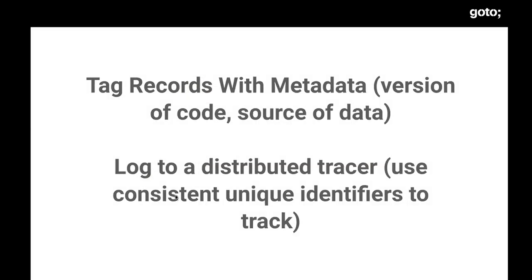So how do you actually build data lineage? A couple of things that you can do. You can tag records with metadata. For every step of the pipeline, you can tag your output with the version of the code that created that output and the source of the data that created that output. That will allow you to gradually trace back the whole pipeline to what code was run and what data was inputted. You can use a distributed tracer and use unique identifiers to track at every step how the data mutated, and which identifier points to the next subsequent identifier, etc.